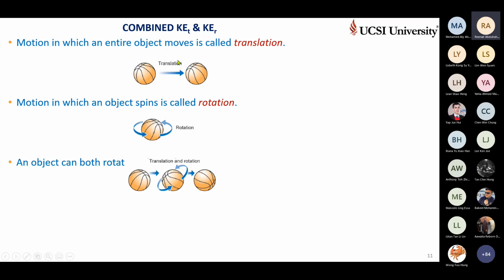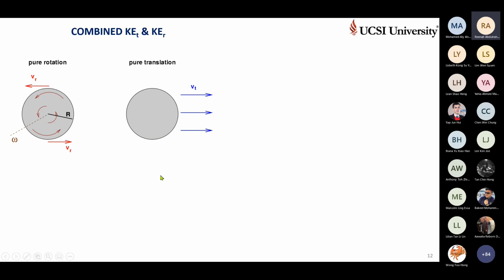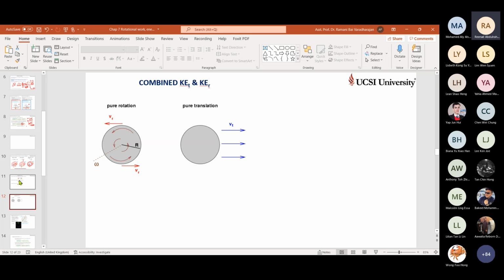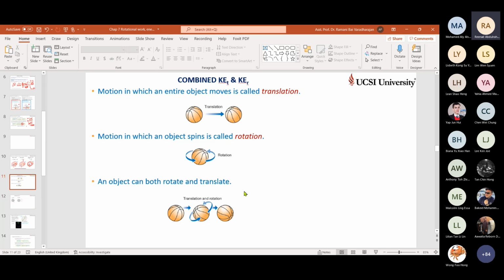How do you combine these two? Already we have equations relating linear and rotation, right? You can write V in terms of omega. You can write A in terms of alpha, and vice versa. An object can both rotate and translate. Okay, this is one way of motion. Some objects are doing this one.